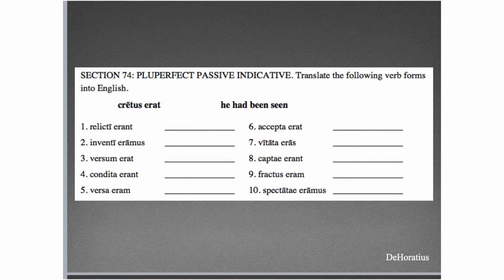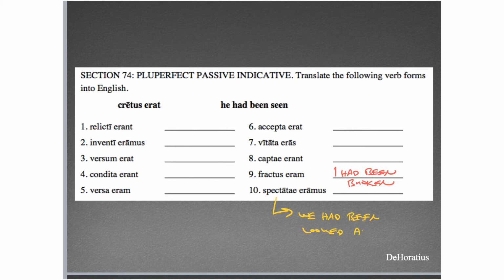All right, so now we're just translating the verbs into English. These are all pluperfect. So fractus aram, I had been broken. Ran out of room here. Spectati aramus, we had been looked at.